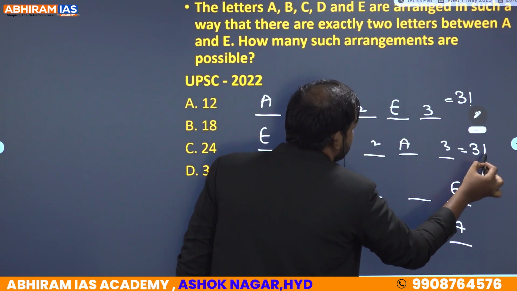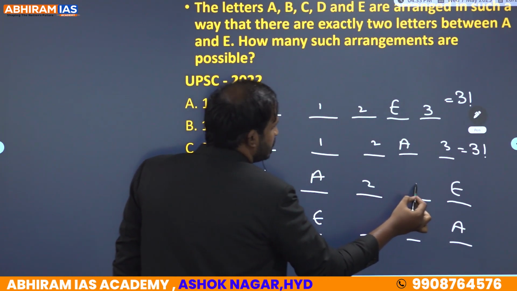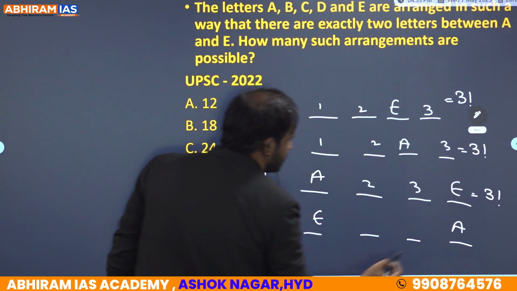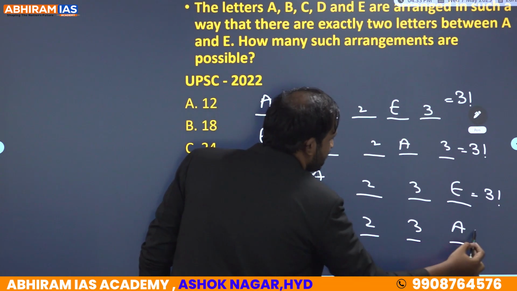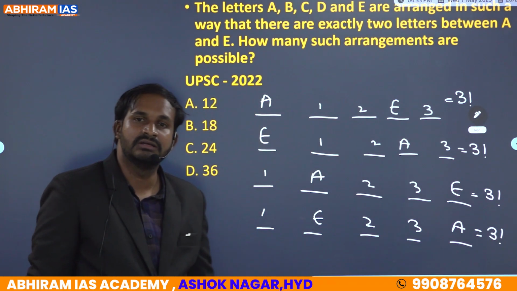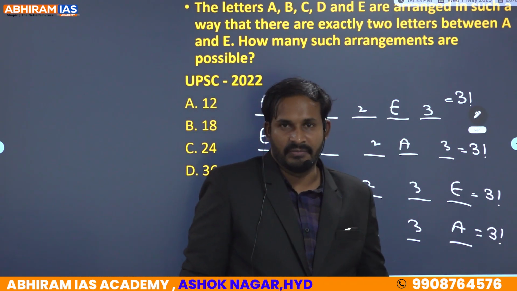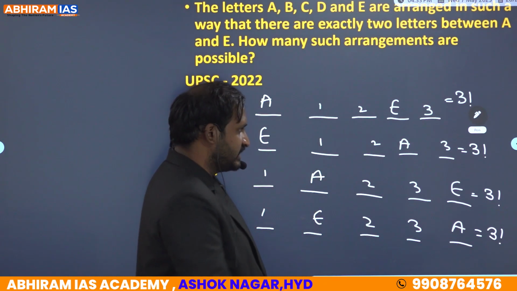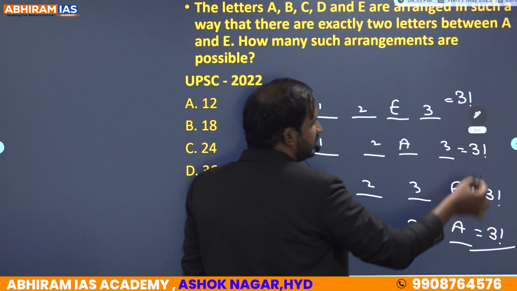This one also can be filled in 3 factorial ways. 1, 2, 3. These 3 can be filled in 3 factorial ways. 1, 2, 3. These 3 can be filled in 3 factorial ways. See students, already we discussed all these things in our permutations and combinations. Once again we are learning here. So 3 factorial, 3 factorial, 3 factorial.